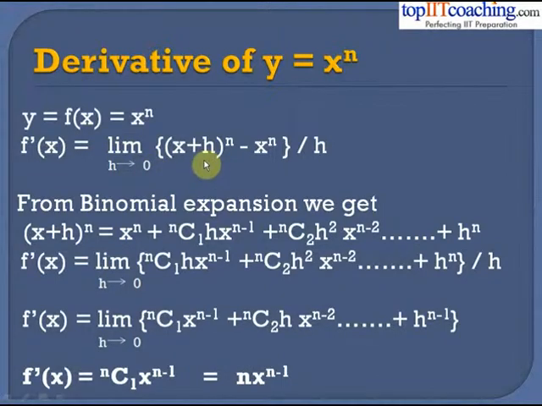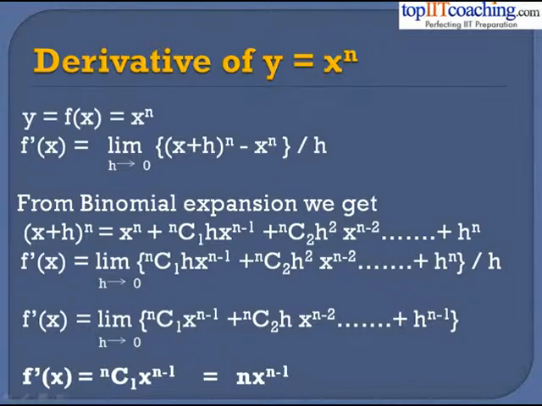Now in the chapter on binomial expansion, we have seen the expansion of (x plus h) to the power of n. This is equal to x to the power of n plus nC1 into h into x to the power of n minus 1 plus nC2 into h square into x to the power of n minus 2, and so on up to h to the power of n. This is the expansion for (x plus h) to the power of n.